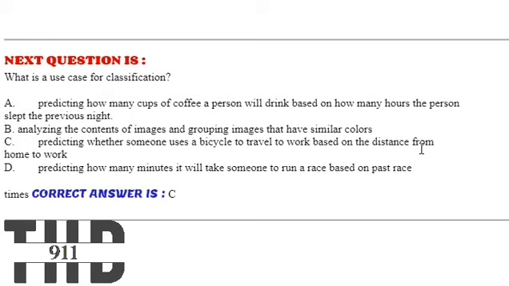Our next question is, what is a use case for classification? Option A, predicting how many cups of coffee a person will drink based on how many hours a person slept the previous night. Option B, analyzing the contents of images and grouping images that have similar colors. Option C, predicting whether someone uses a bicycle to travel to work based on the distance from home to work. And option D, predicting how many minutes it will take someone to run a race based on past race times. The correct answer is option C.